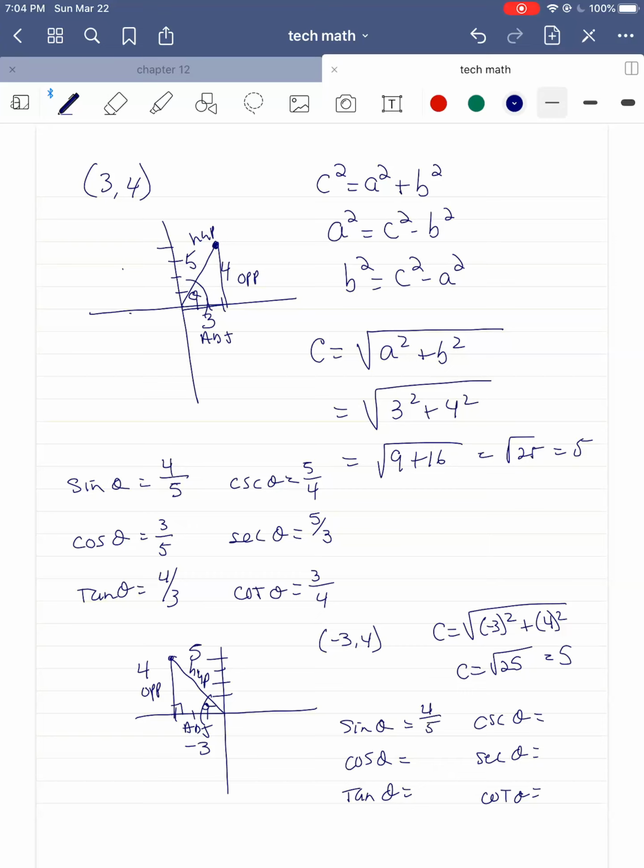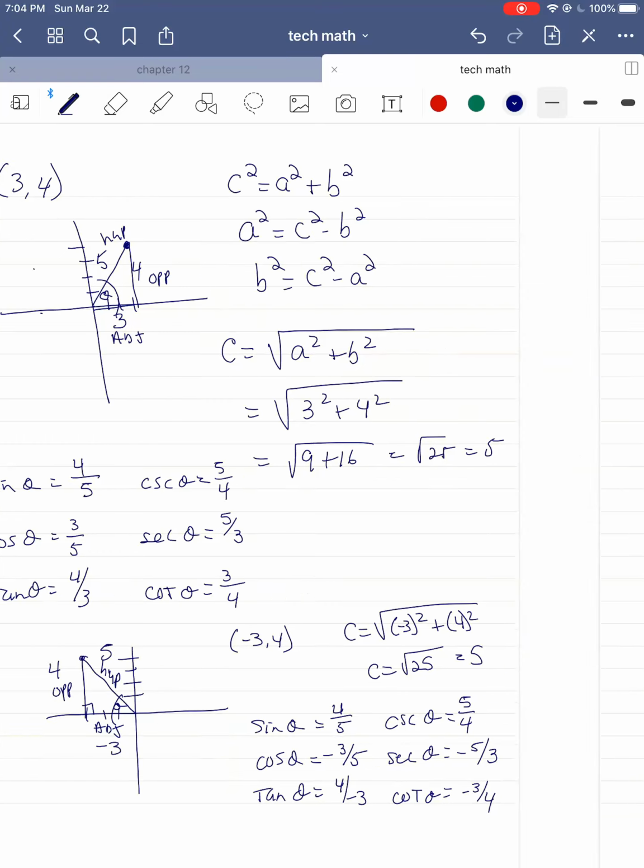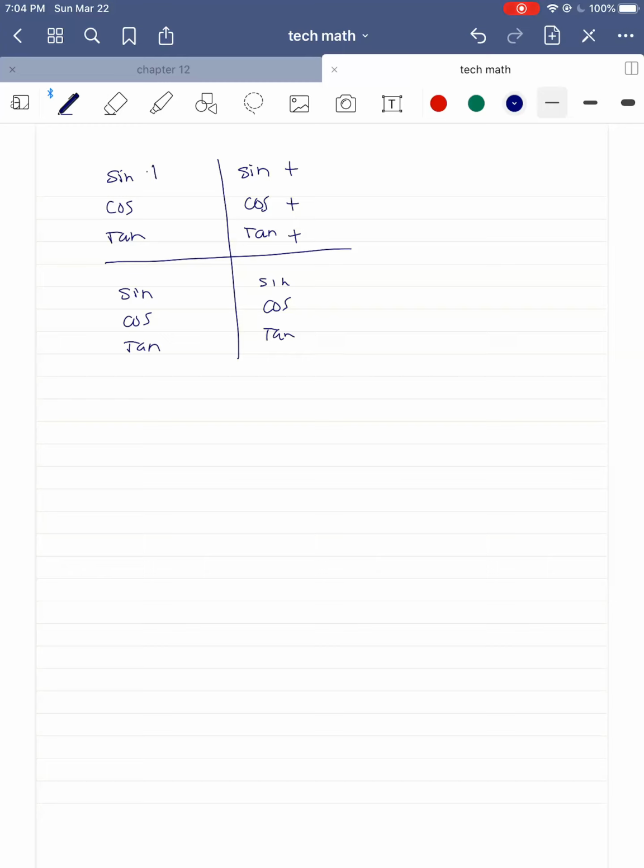Cosine is adjacent over hypotenuse, so it's minus 3 over 5. Tangent is opposite over adjacent, so it's 4 over negative 3. And for the other trig functions, cosecant is going to be 5 over 4. Secant is minus 5 over 3, and cotangent is minus 3 over 4. So in quadrant 2, sine is positive, cosine is negative, and tangent is negative.